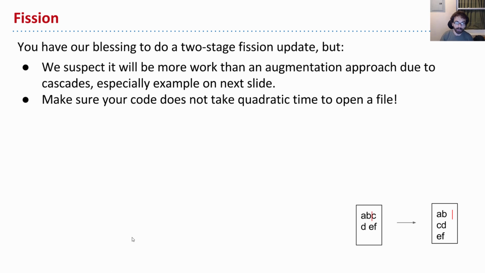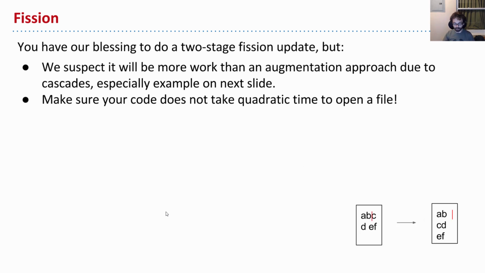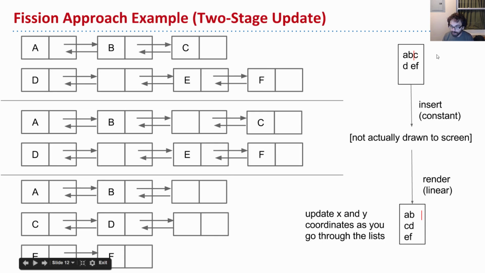So you have our blessing to do a two-stage fission update, right? The runtime might seem a little wonky. Wasn't I supposed to insert in constant time? Isn't this not quite an insert? Isn't this really what an insert is? There are some philosophical questions that have come up at office hours. But basically, you have our blessing to do this. If you're a little bit in doubt about whether or not your insertion operation is okay, be aware that we've considered this and decided that this counts, that we'll count this as constant time insert.